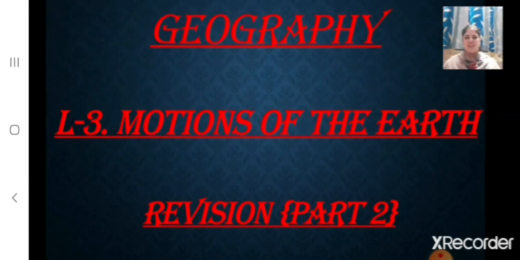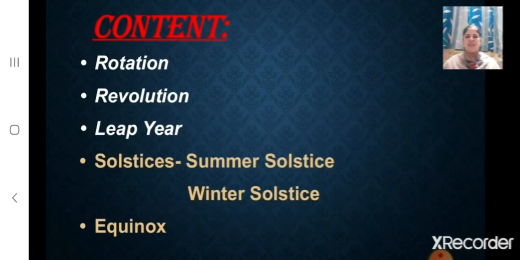Students, today let us continue with the revision of Geography lesson number 3, Motions of the Earth. In our previous class, we had revised rotation, revolution and leap year. Today let us revise solstices, that is summer solstice and winter solstice. And we will also revise equinox.